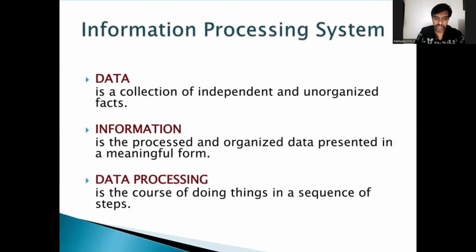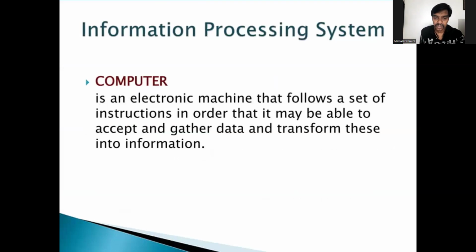The third one is data processing. Data processing is a type of course where a sequence of steps takes place in data processing. Next, we are going to see what a computer is. A computer is an electronic machine which follows a set of instructions in order that it may be able to accept and gather data and transform it into information.